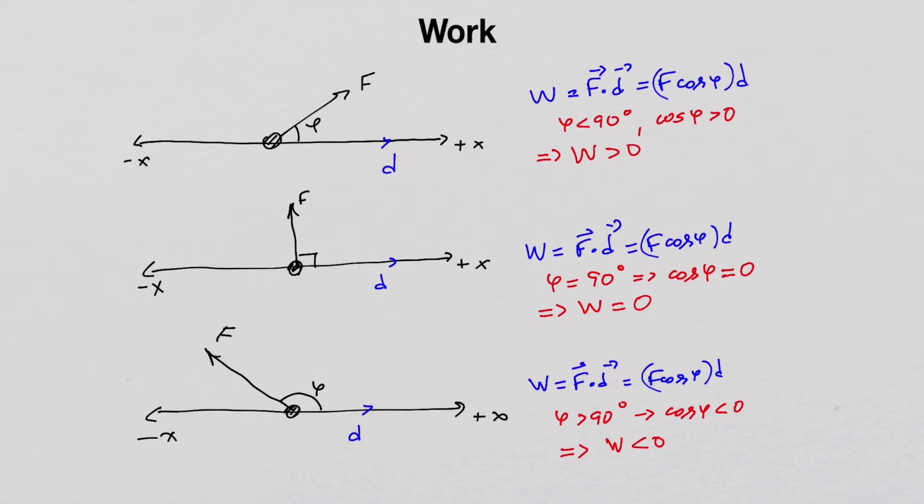In the third example here, the force F is at an angle phi, like so, with respect to the displacement. So again, the work done by this force is F cosine of phi times d. But now notice that the angle between the force and the displacement is larger than 90 degrees. That means that the cosine of that angle will be less than 0, a negative number, which then gives us the work to be a negative number.